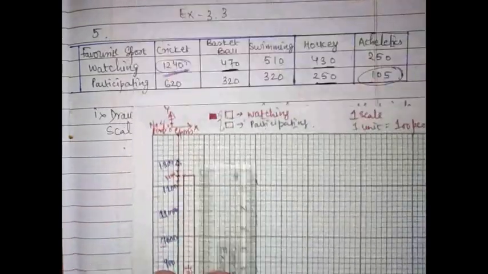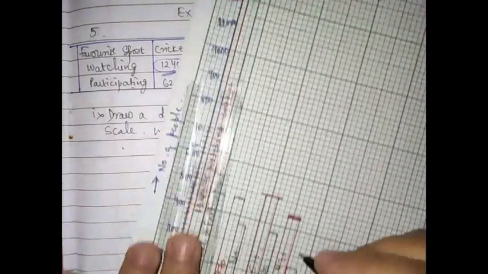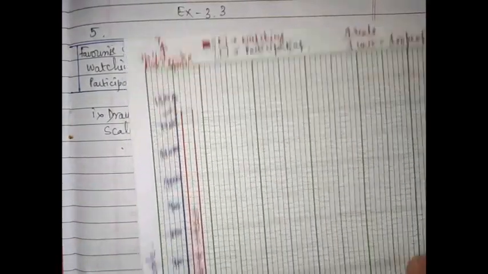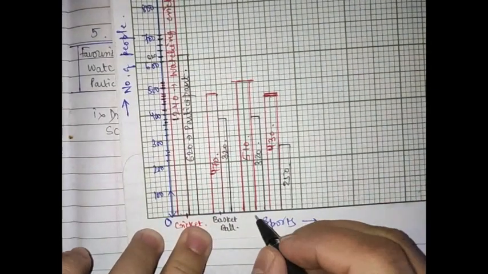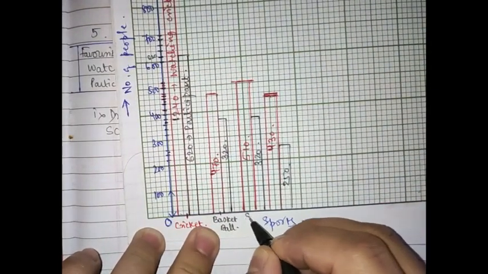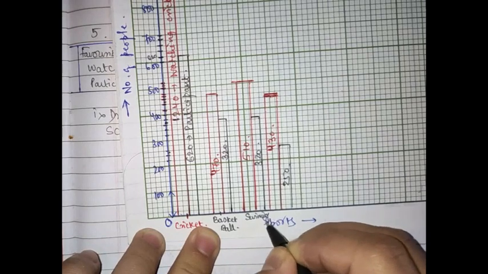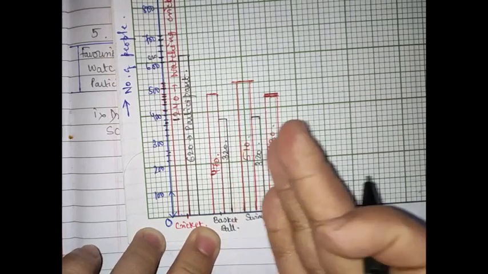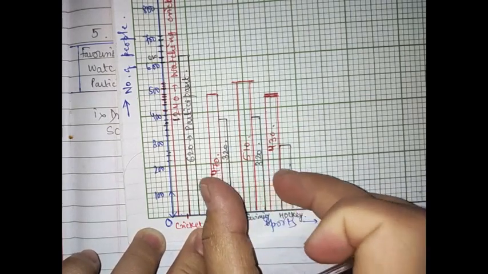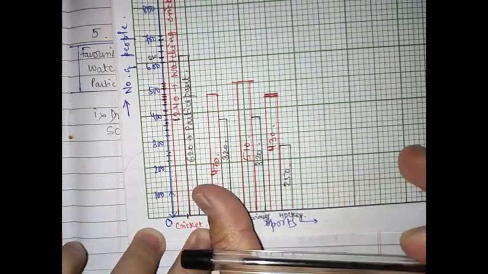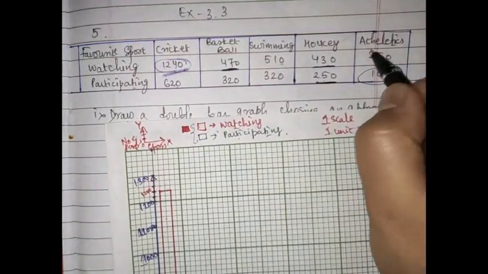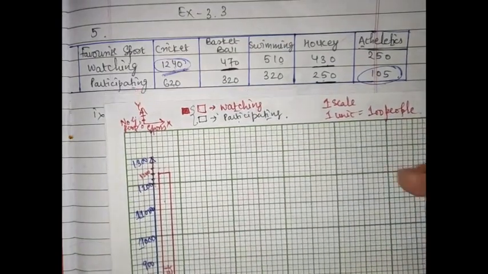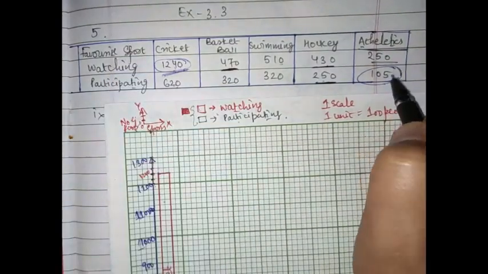So 250 people are participating in hockey. Here I forgot to mention that this one is for swimming and this one is for hockey. Alright, so you can create this gap, you can make it bigger here. Okay, so you can use the space. So next and the last one is athletics. 250 people are watching and 105 are participating.